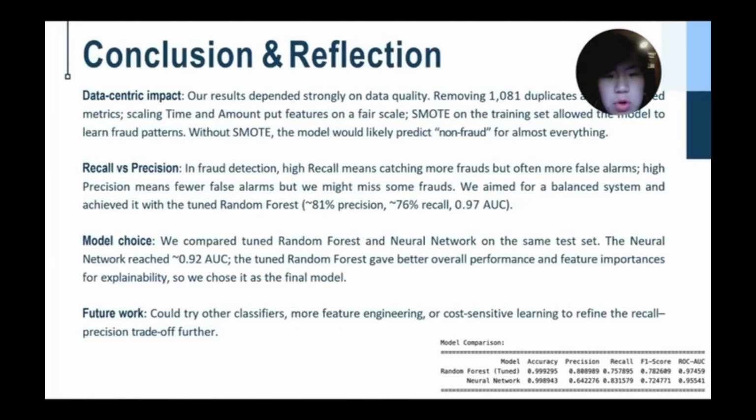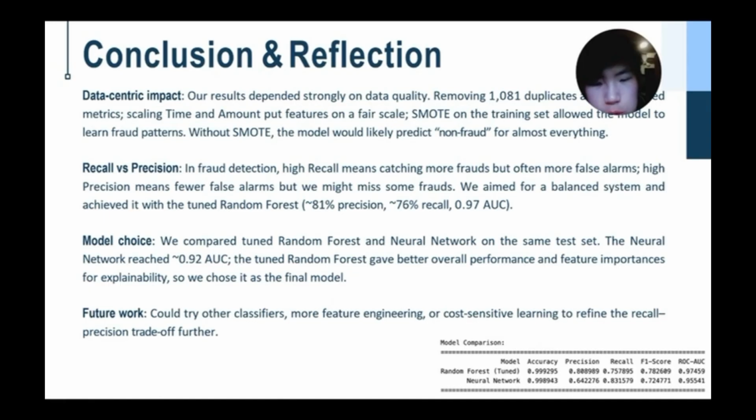In terms of overall conclusions, our results highlight the importance of a data-centric approach. Removing duplicate records prevents inflated metrics. Scaling ensures fair learning, and applying SMOTE only on the training set enabled the model to learn fraud patterns under extreme class imbalance. Without SMOTE, the model would largely predict non-fraud.